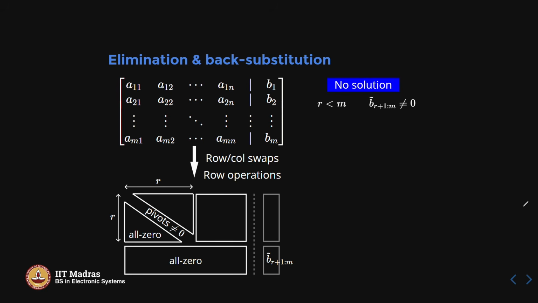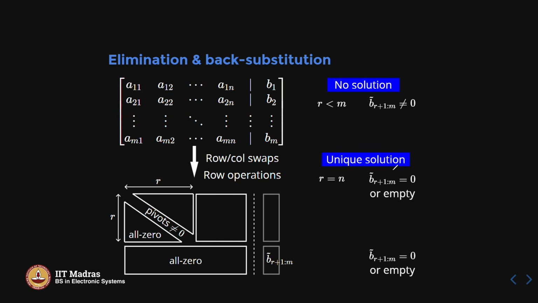One possibility is r ended up being less than m. The number of pivots you found can be less than m, the number of equations you originally started with, and these right hand side coefficients are not 0. So here you have an inconsistent case. We already saw this once before when we had 5 equations and 3 variables, and it ended up being inconsistent. If this ends up happening, then you have no solution. So this is the first case.